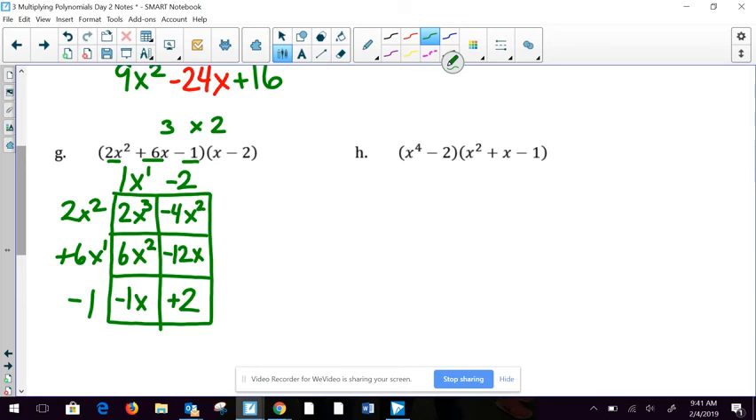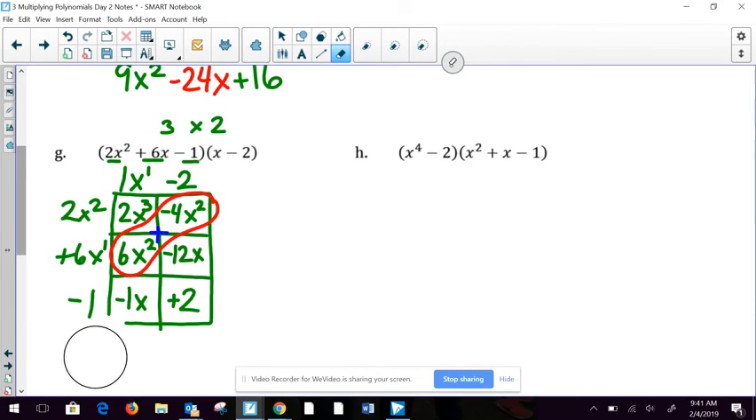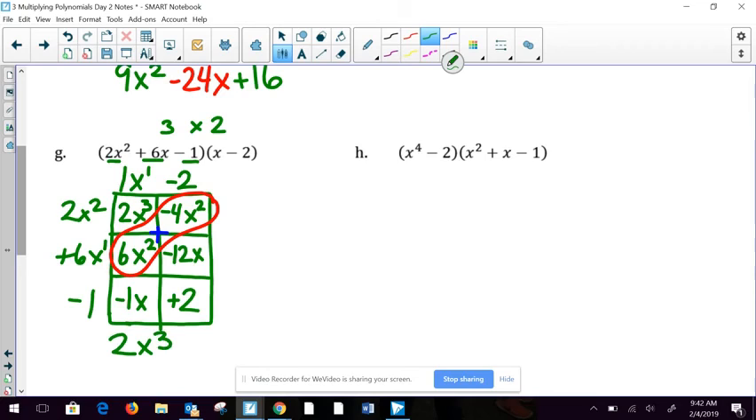So just like the other ones, something kind of neat happens here if you look at your diagonals. You see that these 2 diagonals right here are like terms. They have the same variable and the same exponent. So when I go through and write this out, I have my 2x to the third, just like before. And now when I get to that first set of diagonals, I can add them. What's 6 plus a -4? A +2x squared.